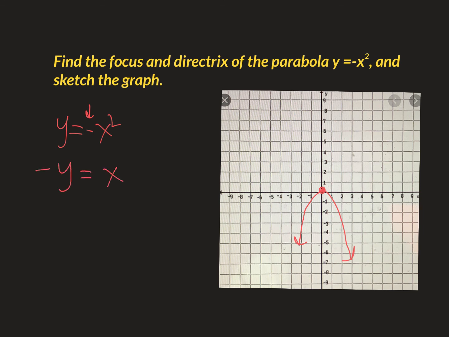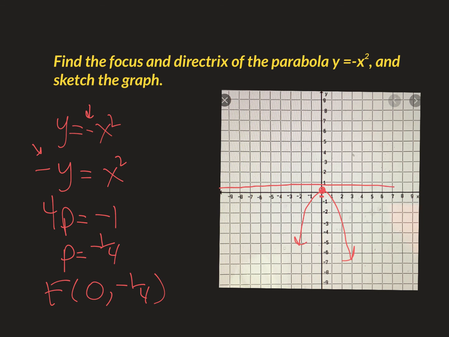I get negative y equals x squared, which means the 4p is going to equal negative 1, because 4p is what is in front of your y. So if I divide by 4 right there, I get negative 1/4, which tells me the focus is 1/4 away from the vertex. So it's 1/4 down. That's why it's a negative 1/4 right there. So the focus would be located at 0, negative 1/4. The directrix is going to be 1/4 above the vertex. That's a terrible line, but it's 1/4 above the vertex. And because it's horizontal, it's going to be y equals positive 1/4.